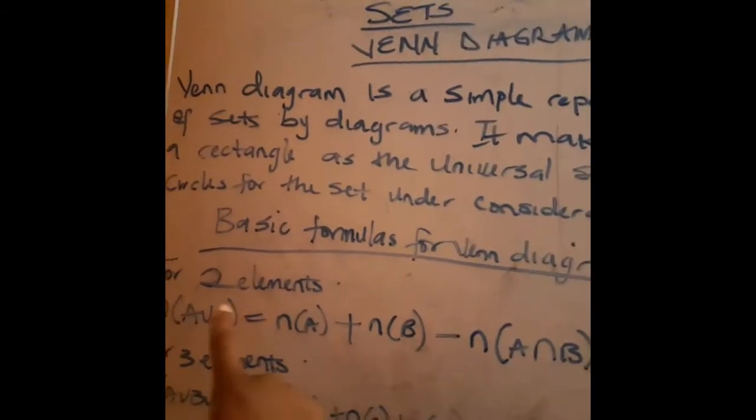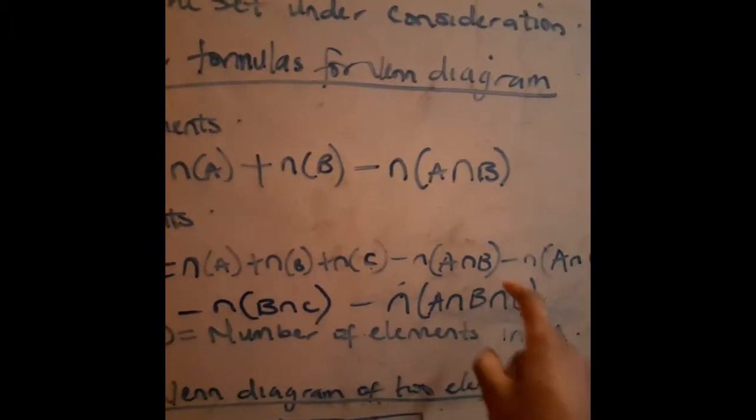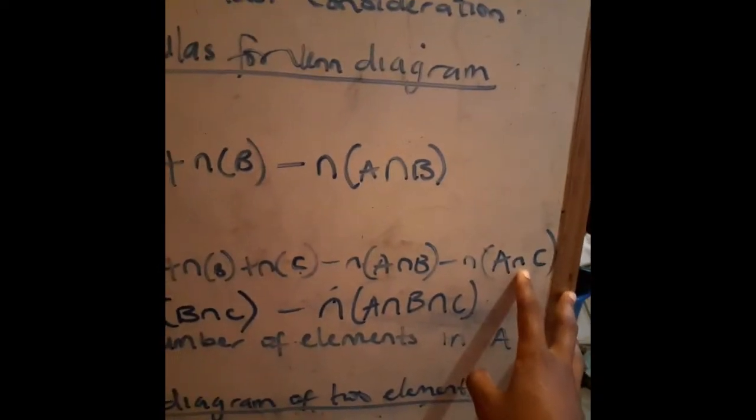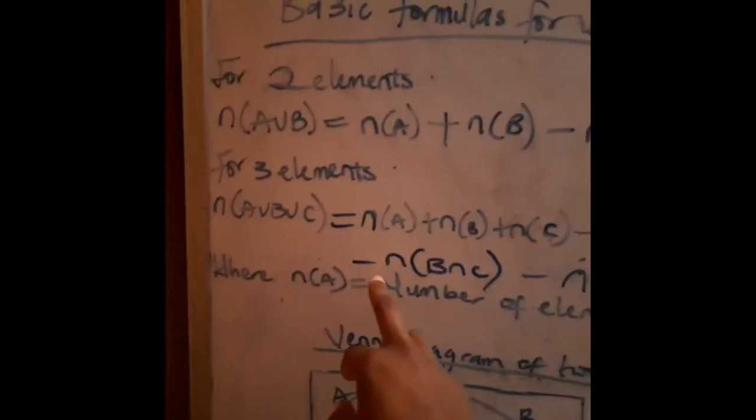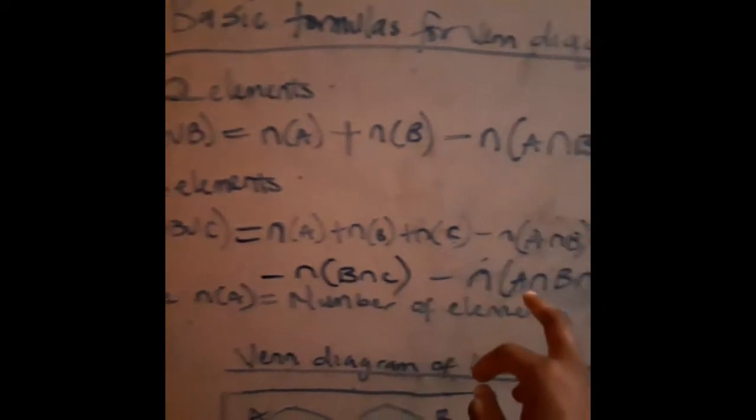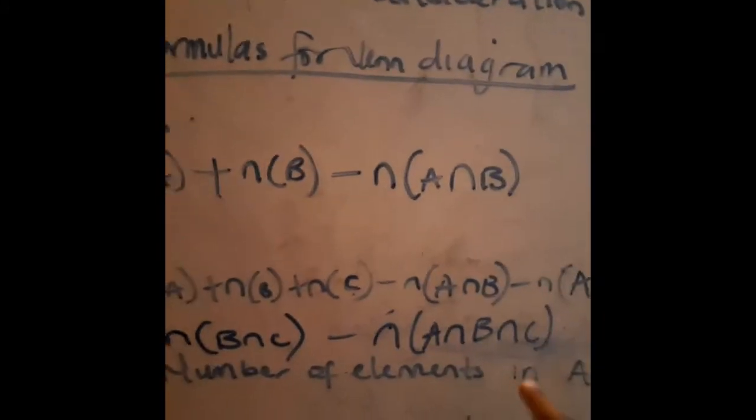As you can see, here we just have 2 sets, that's why we're having this. So we took the number of A intersection B, the number of A intersection C, the number of B intersection C, and the number of A intersection B intersection C. So I want to show you the Venn diagram for better understanding.